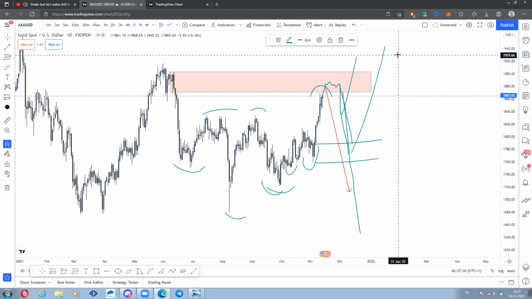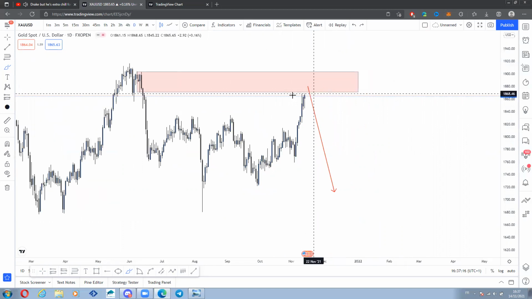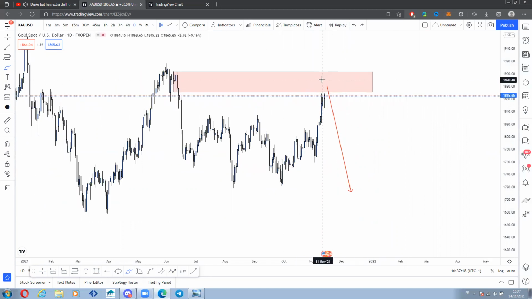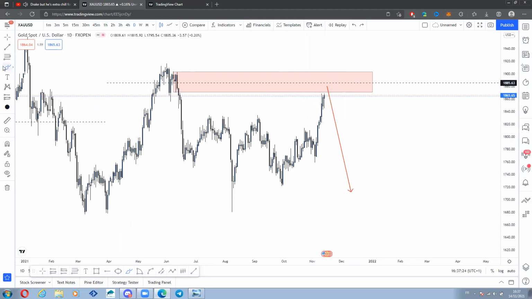But the thing that I'm going to be looking at on gold is to look for sells from this zone. So I'm going to be waiting till the price hits this zone, so I can go on the 1 hourly and 30-minute time frame, start analyzing gold, and keep looking for sells.